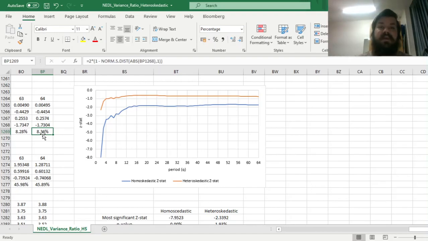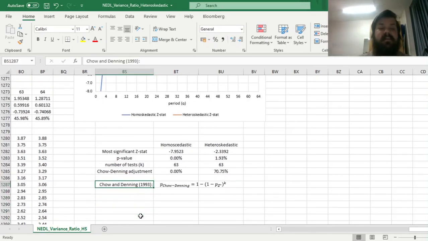However, what Chow and Denning pointed out in their 1993 paper is that such an approach suffers from multiple testing, because in the heteroskedastic test, you necessarily have to calculate the variance ratios for a wide range of q values. It means that some of your z-stats would be significant by random chance alone. It means that your type 1 error rate, that is the false positive rate, would be much higher than in the single test case.